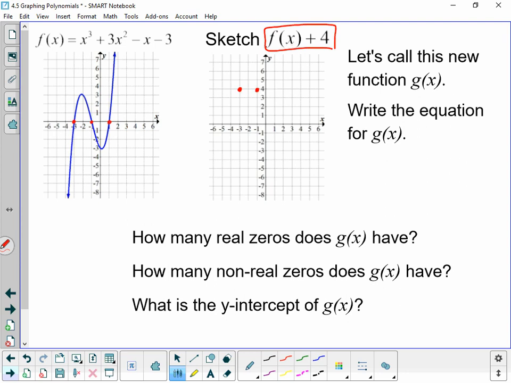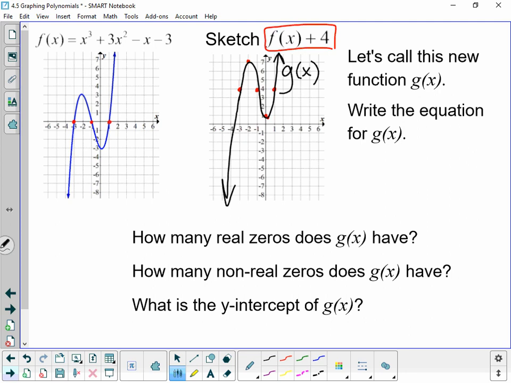So they would now be up here. Now think about the max and the min of that function, the relative max and relative min, so that I can get a little bit better sketch. And now that I have those points marked out, I could make a pretty good graph of that. Let's call this new function g of x.